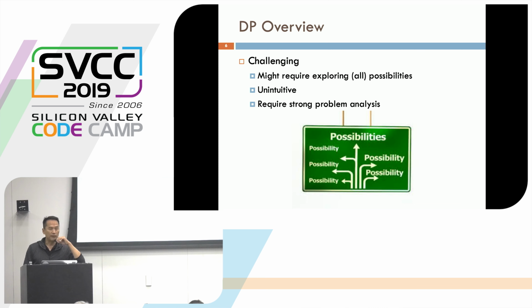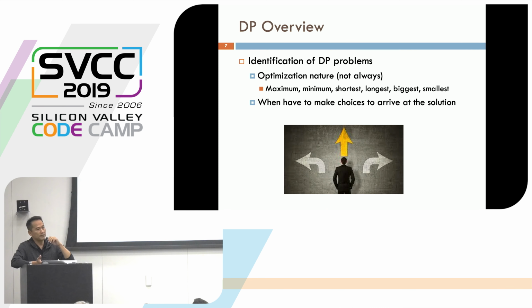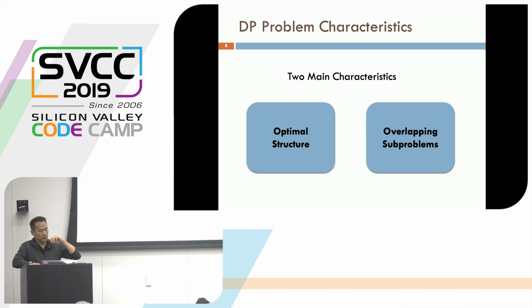Okay, how do you identify DP problems? Oftentimes it's optimization: largest, smallest, minimum, biggest. But not always, though most of the time they are. And then you have to make choices. That's one of the key things about DP: there are choices you have to make, and you have to figure out what those choices are, and which choice will give you the best optimal solution.